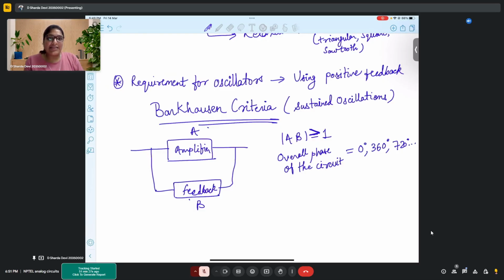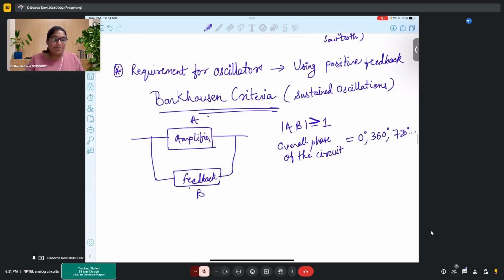After you get the oscillations, what you do is you tune it to bring A into beta equal to 1 at that time. Now the frequency or the wave that you get is sustained and will continue for a longer time. So whenever there is an oscillator circuit that you see, and if you want to analyze something, you analyze based on these two criteria only.